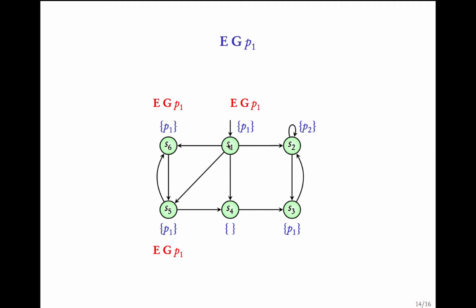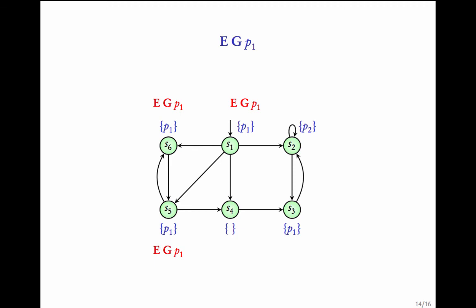So if you look at this state, there exists a path that goes to S6, S5, S6, S5, S6, which satisfies GP1. Similarly, from S6, you can keep doing this again and again, and GP1 will be satisfied. Same for S5. Do S6, S5, S6, S5 and so on, and that path will satisfy GP1.